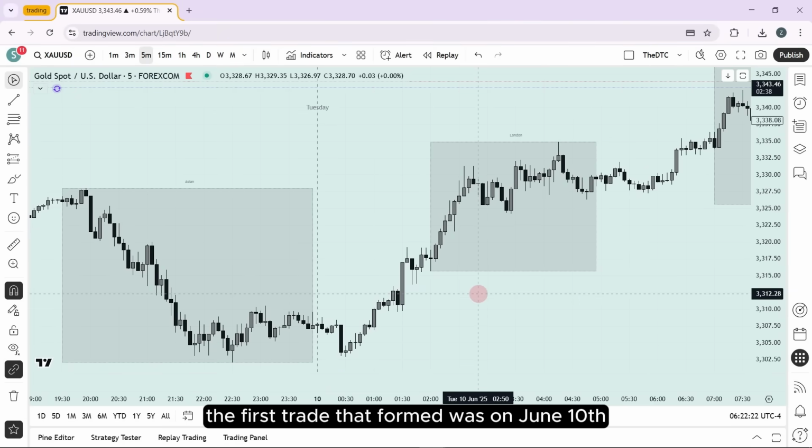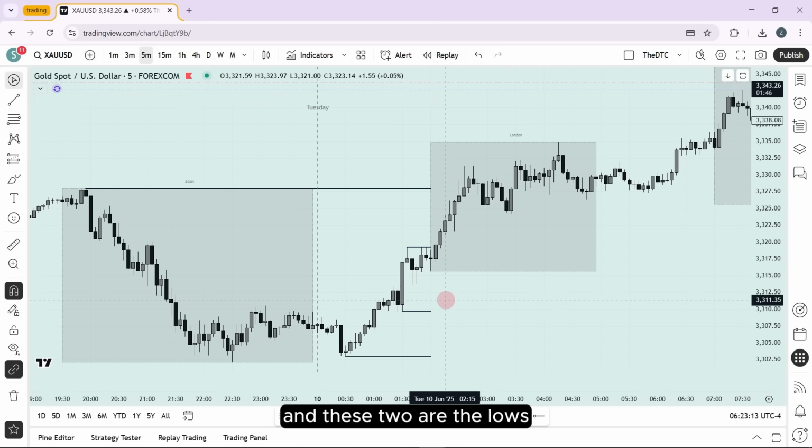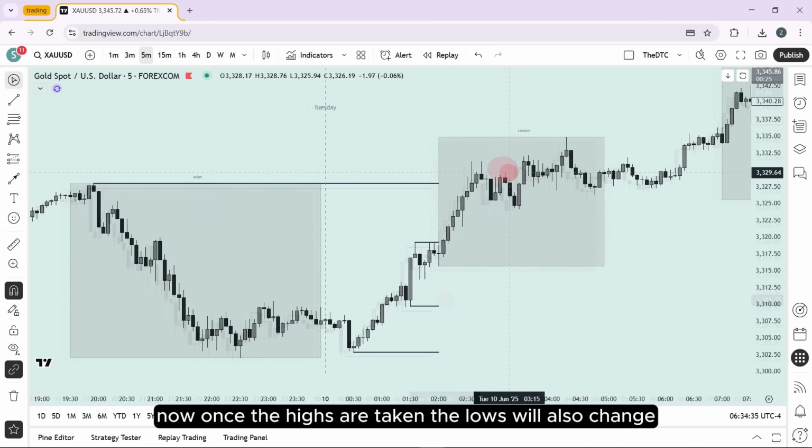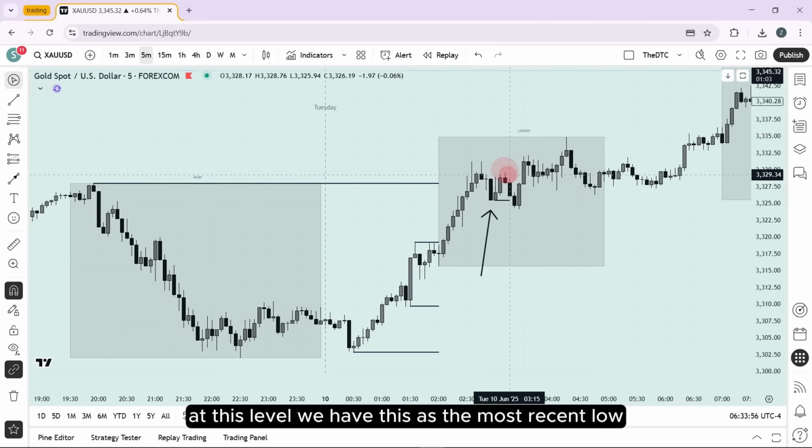The first trade that formed was on the 10th of June during the London session. We start the session by marking the most recent highs and lows. These two are the clear highs and these two are the lows. After marking them, we will wait for the market to take either of them and form a BPR while making the structure shift. Now, once the highs are taken, the lows will also change. At this level, we have this as the most recent low.